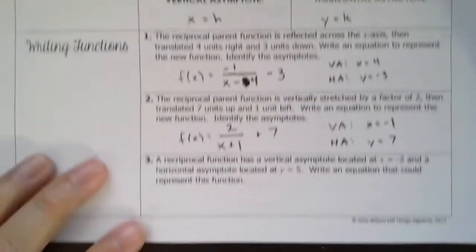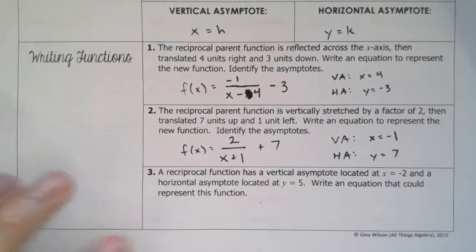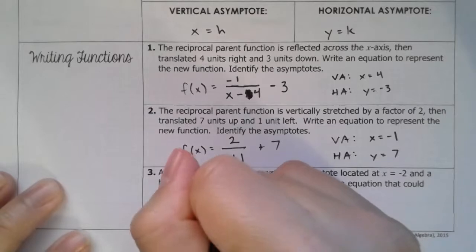Number 3 says a reciprocal function has a vertical asymptote located at x is equal to negative 2 and a horizontal asymptote located at y is equal to 5. Write an expression that could represent this function. That's because there's really multiple functions you can write based off this.